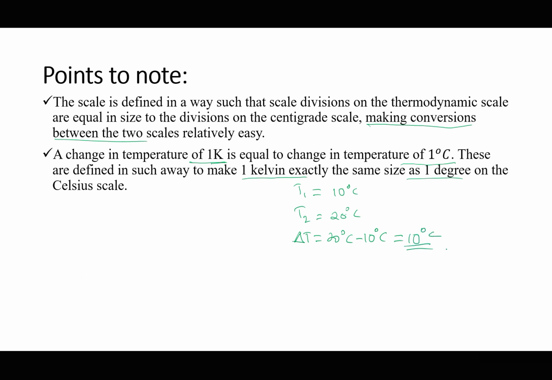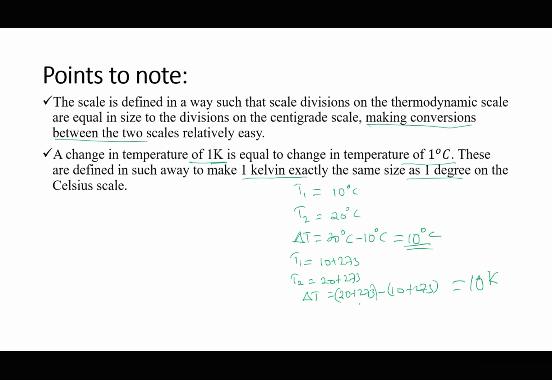This is the change. But I want you to note, if I want this change on the Kelvin scale, it will be wrong mathematically to add 273 to the difference. I know some people know how to convert already. So T1 on the Kelvin scale will be 10 plus 273. T2 on the Kelvin scale will be 20 plus 273. Then the change in temperature on the Kelvin scale will therefore be 20 plus 273 minus 10 plus 273. And this will give you exactly 10 Kelvin.